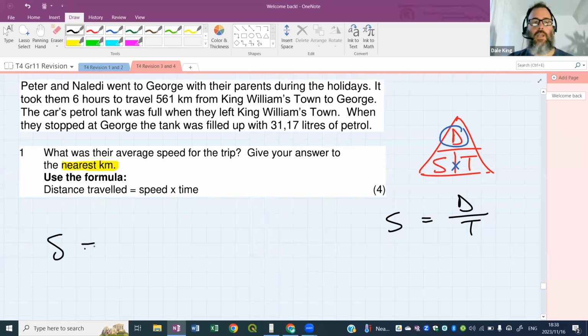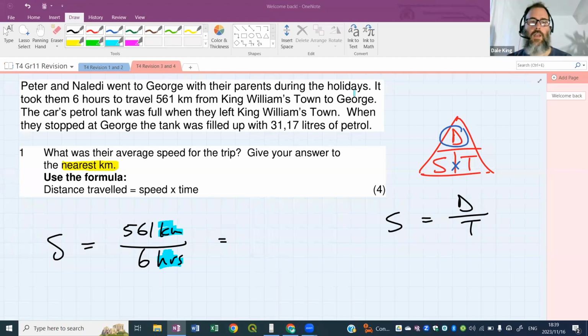So to get our speed, S, we need to take our distance, which is 561 kilometers, and put it over our time, 6 hours. Now, ladies and gentlemen, again, showing units, right? If you give this formula kilometers and hours, your speed will come out in kilometers per hour. If you give it kilometers and minutes, your speed will come out in kilometers per minute. If you give it meters and hours, it'll come out as meters per hour. So whatever you give this formula, that's what it's going to give you out. What you put in is what you get out here.